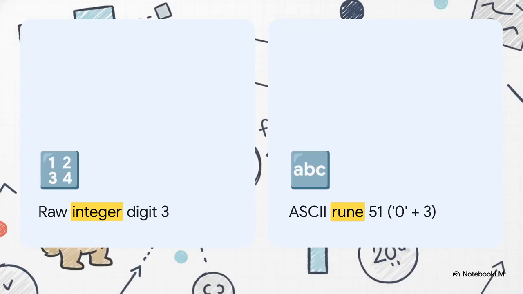Now, what's really cool here is the clever ASCII trick happening inside that function, n modulo 10 plus the character '0'. This basically converts the raw integer digit back into its printable ASCII rune equivalent. Because the character '0' has an ASCII value of 48, adding our integer 3 to it gives us 51, which is the exact ASCII rune for the character '3'. It's a classic, highly efficient low-level trick that skips the need for heavy type conversions.